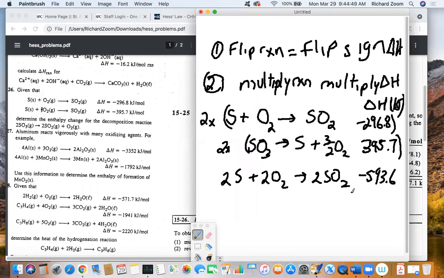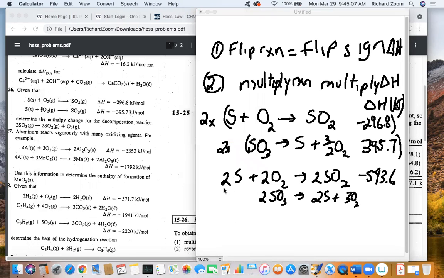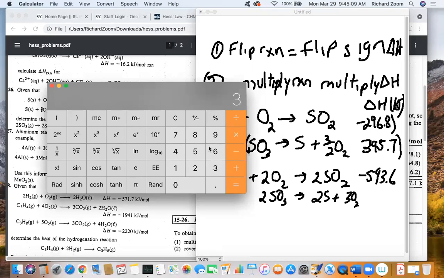And then the other one, I have to multiply that by 2 as well. So we'll end up getting 2SO3 gives 2S plus 3O2. And if I do the math on that, 395.7 times 2, I get 791.4.